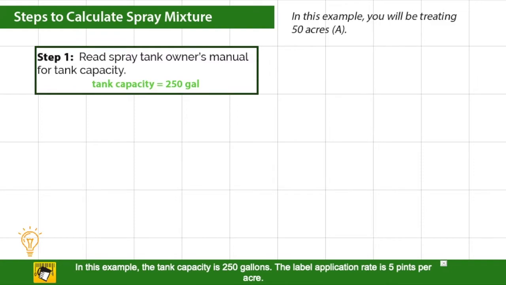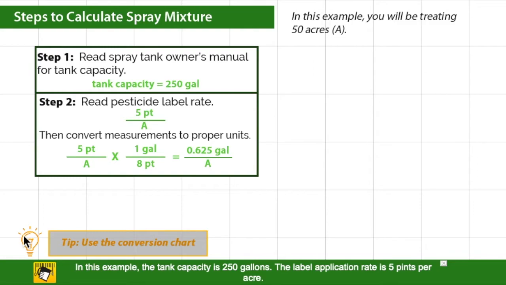In this example, the tank capacity is 250 gallons. The label application rate is 5 pints per acre. Since you want to keep the units the same, you will convert pints into gallons. There are 8 pints in a gallon. To convert 5 pints to gallons, multiply 5 pints times 1 gallon over 8 pints. You will multiply across and divide, making sure that the units cancel. You find that 5 pints equals 0.625 gallons.